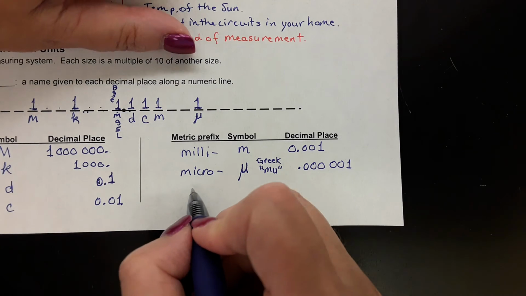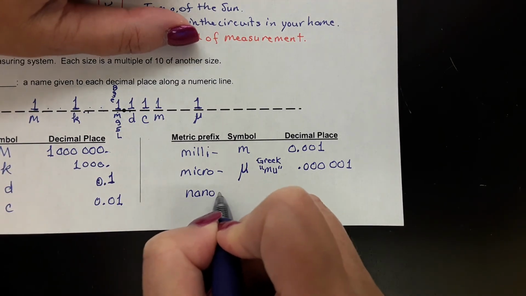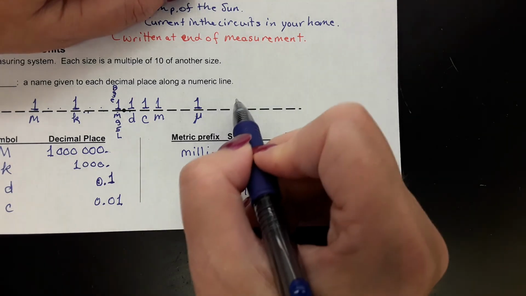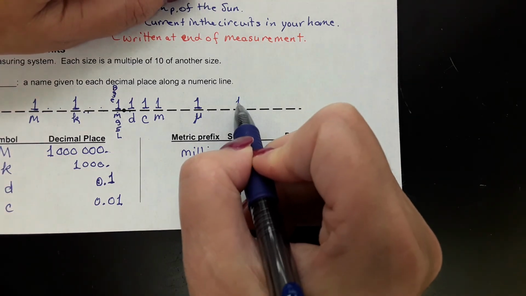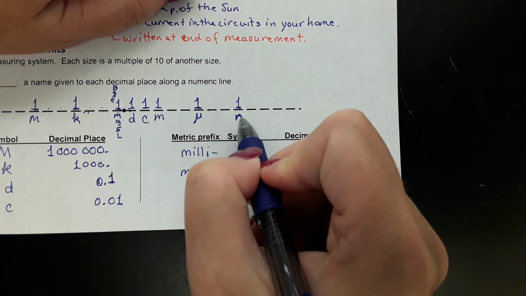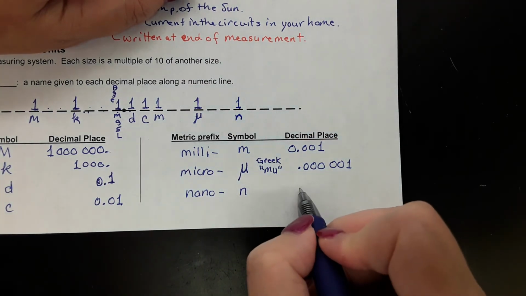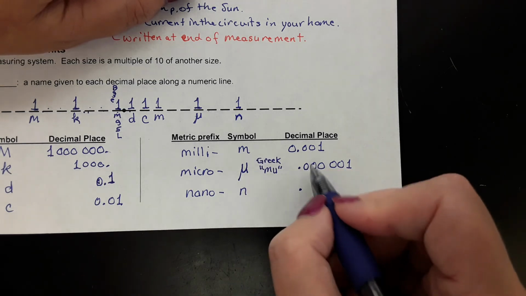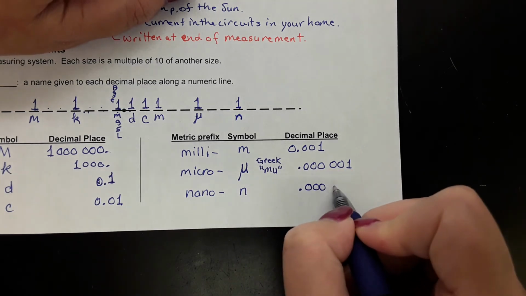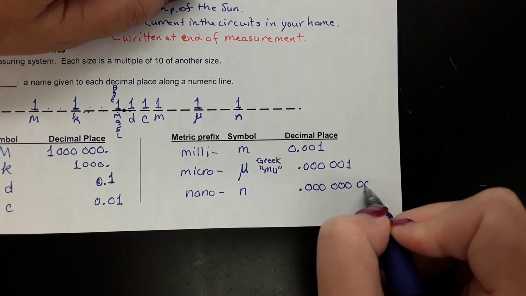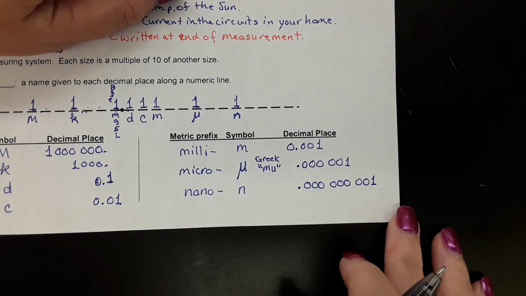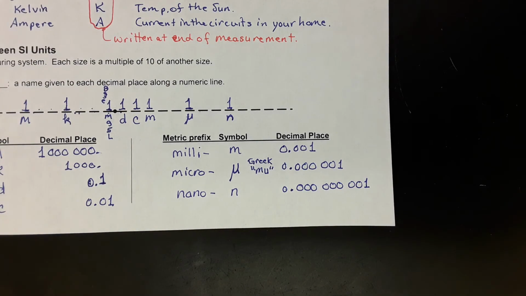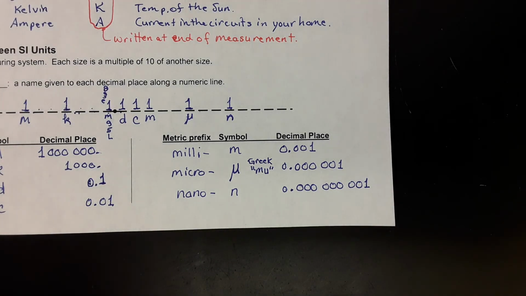And the last one we're going to look at is nano. Uses the lowercase n, and it's located right here. 1, 2, 3. 3 more places. There's the nano. And it is 1,000,000,000th. If you say 1 divided by 1,000,000,000, you get a nano. So 1, 2, 3, 4, 5, 6, 7, 8, 9. There we go. Oh, I forgot the placeholding 0 to show where the decimal is. There we go. All right, so those are the prefixes.